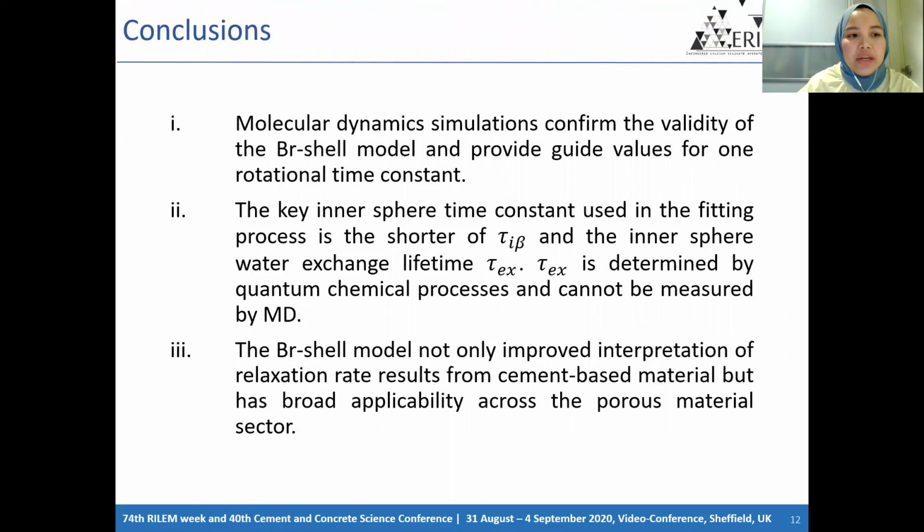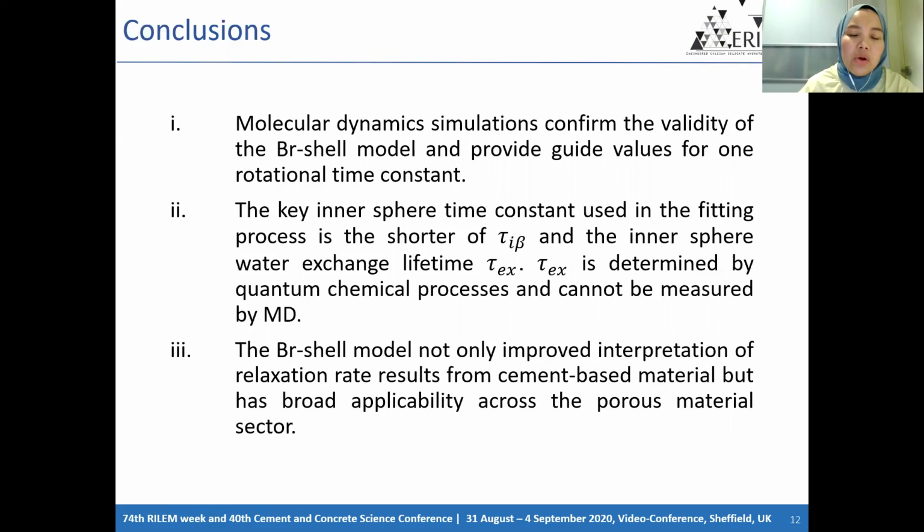As for the conclusion, molecular dynamics simulation confirms the validity of the Brownian shell model and provides guide values for one rotational time constant. The key inner sphere time constant used in the fitting process is the shorter of tau inner beta and the inner sphere water exchange lifetime, tau x. The tau x is determined by a quantum chemical process and cannot be measured by MD.